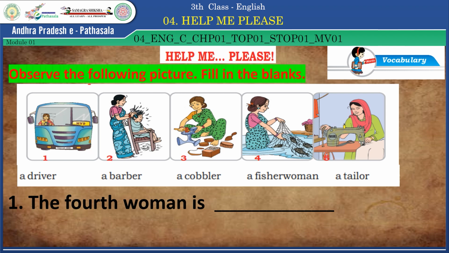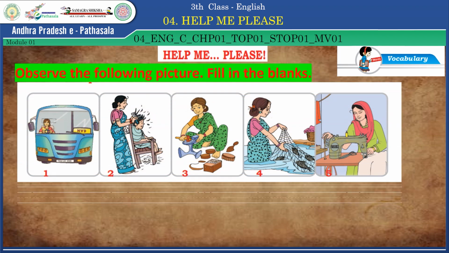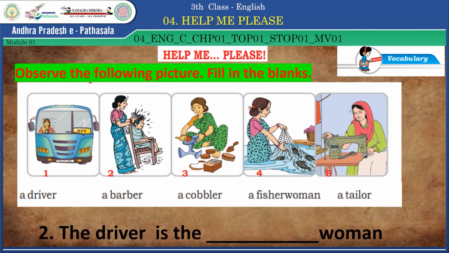The fourth woman is dash. Yes, you are right. A fisherwoman. The fourth woman is a fisherwoman. Well done, children. Let's move to the next fill in the blank. The driver is the dash woman. Yes, you are right. The driver is the first woman. Well done, children. Let's move to the next fill in the blank.